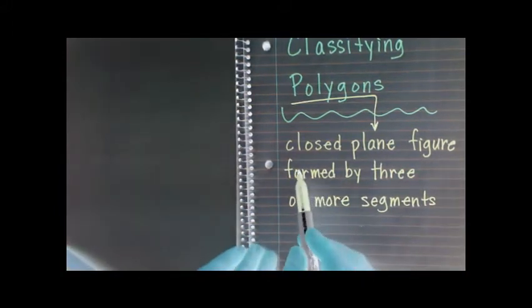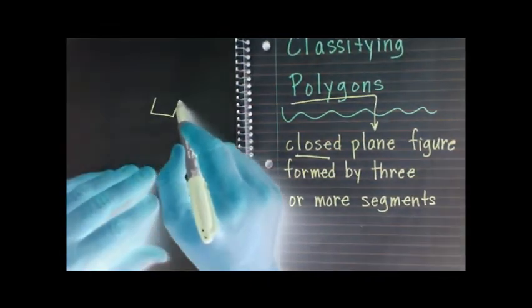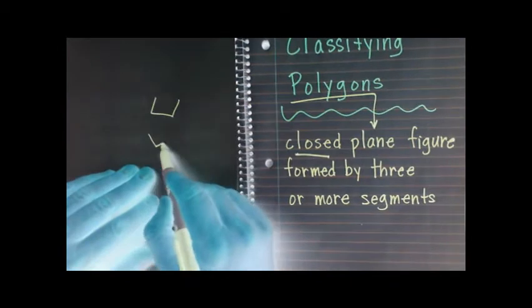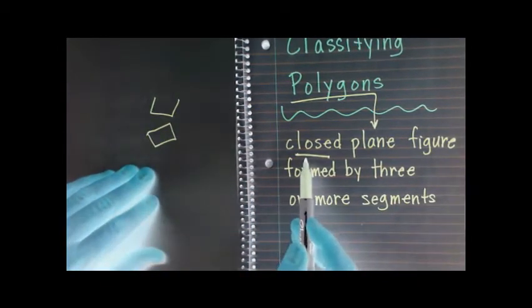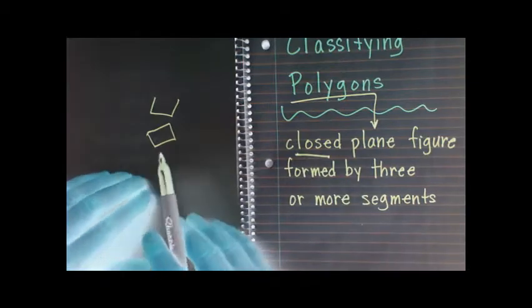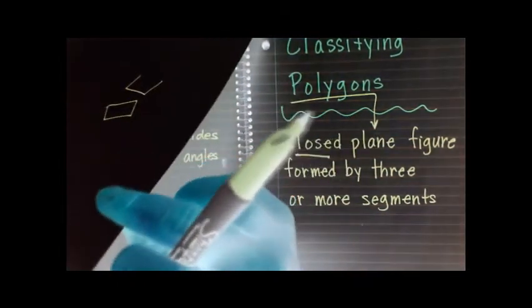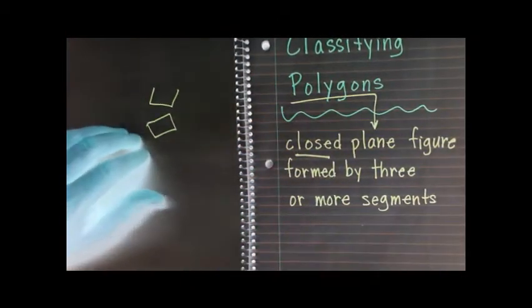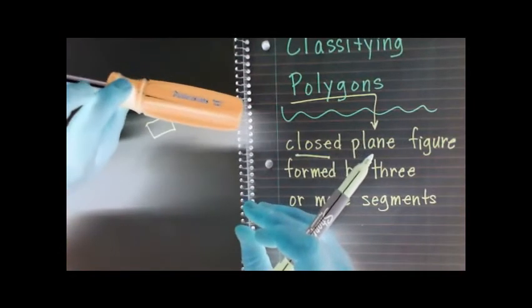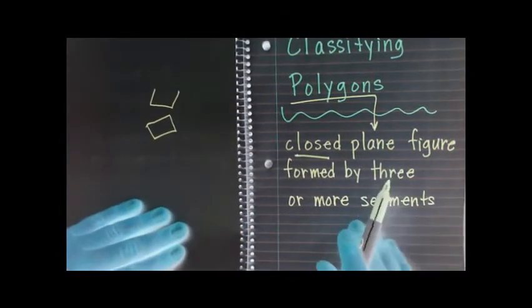Let's take a look at each one of these words here. Closed. So this would not be a closed figure. However, this is a closed figure. So that's what closed means. Plane means it's two-dimensional. It lies on a piece of paper here, like a plane, as opposed to being three-dimensional, like the screwdriver is a three-dimensional object. So that's the plane part.